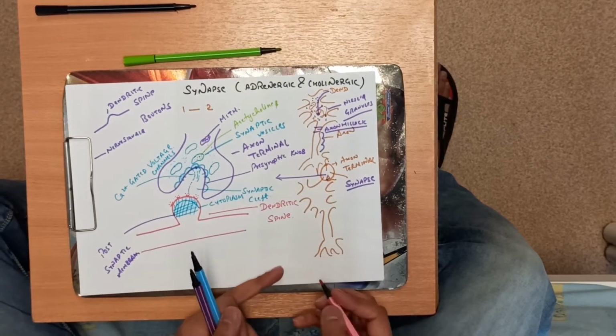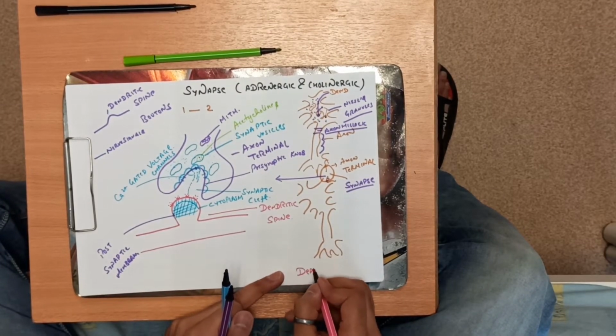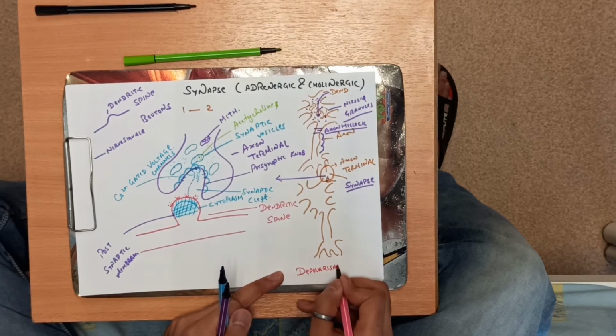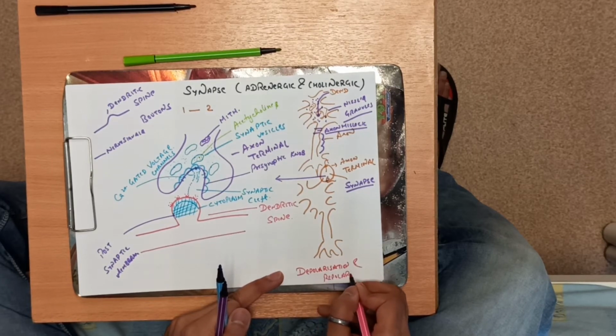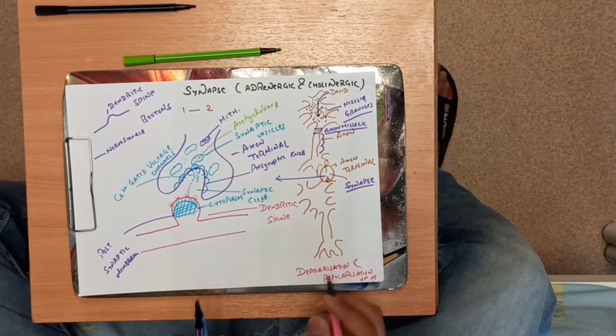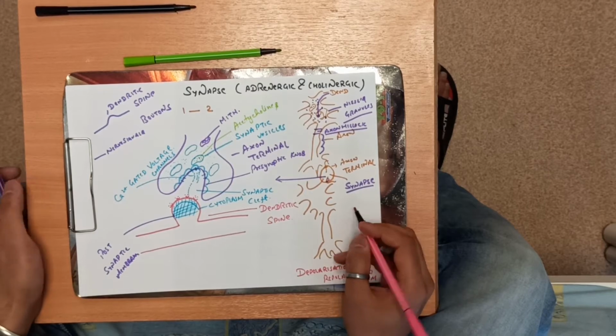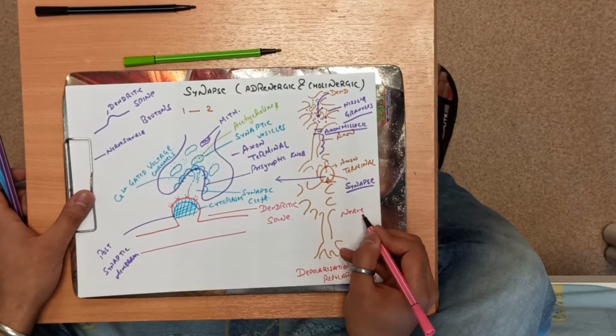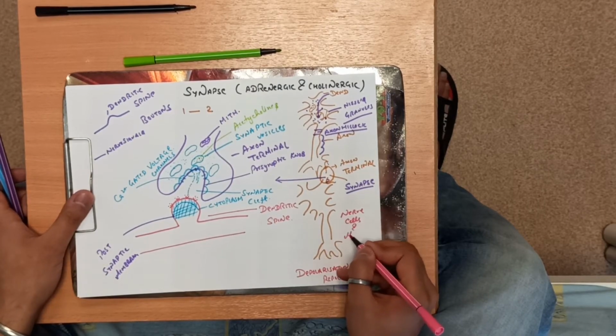Or you can say action potential can be defined as the phases of depolarization and repolarization of a membrane. Mainly the action potential takes place in two types of cells. You can say nerve cells and the muscle cells.